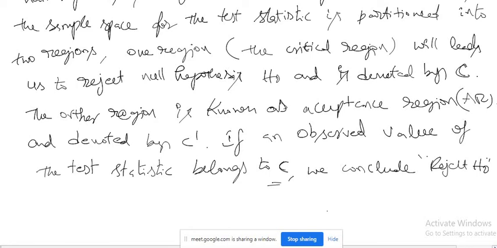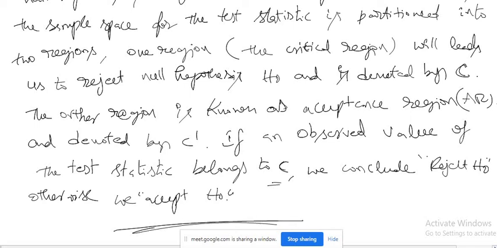If an observed value of a test statistic belongs to C, we conclude reject H naught. Otherwise we accept H naught. These are the definitions. So these are the definitions we discussed today.